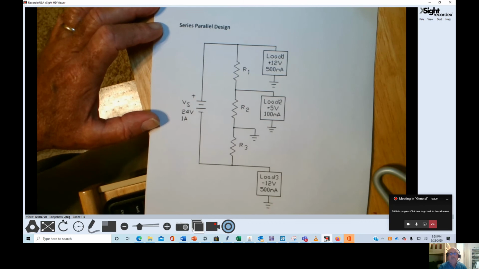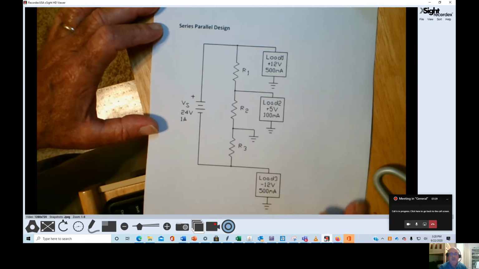Positive 5 volts will be delivered to load 2, and load 2 will draw 100 milliamps of current. And negative 12 volts has to be provided or applied to load 3, and load 3 will draw 500 milliamps of current.